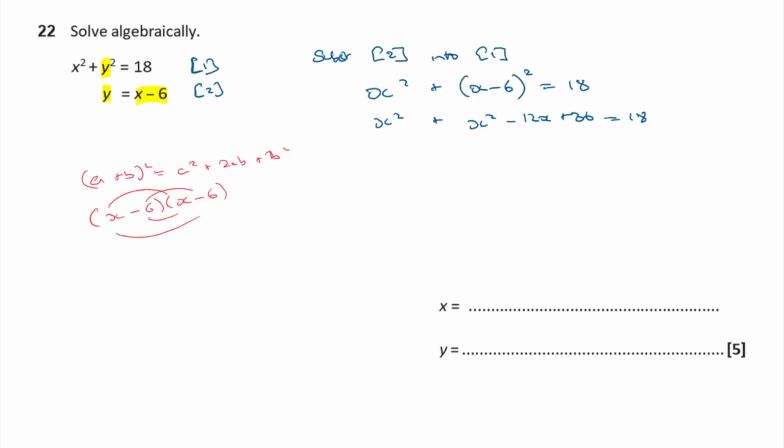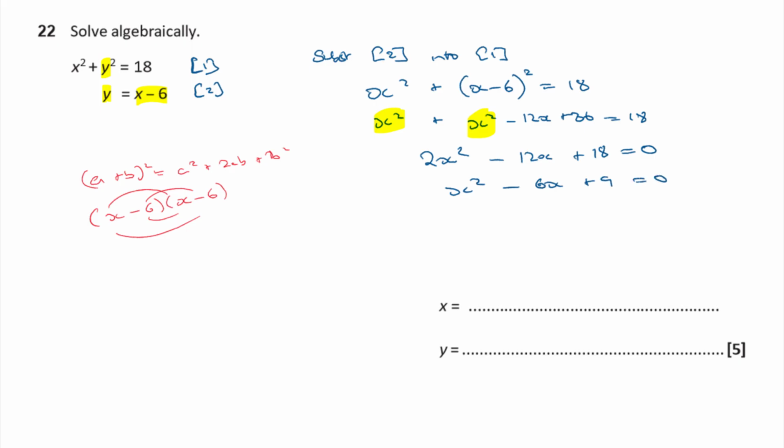Okay, so collecting like terms, I've got two terms in x squared, so that's going to give me 2x squared. I've got one term in x, minus 12x, and I've got 36, and if I bring the 18 to the other side, it's going to be minus 18, so 36 minus 18 is 18, and that's equal to 0. Okay, now note everything is even, so I can halve everything to make it a bit more simple. So that's x squared minus 6x plus 9 is equal to 0.